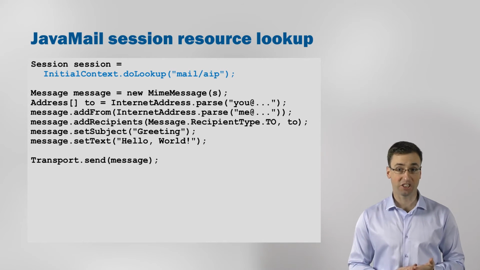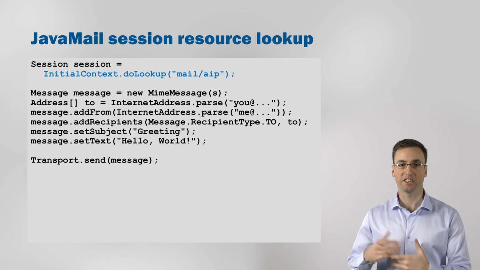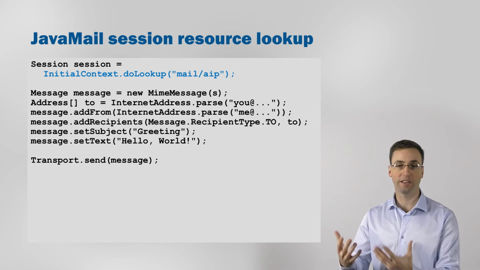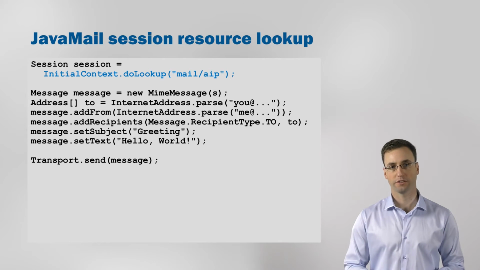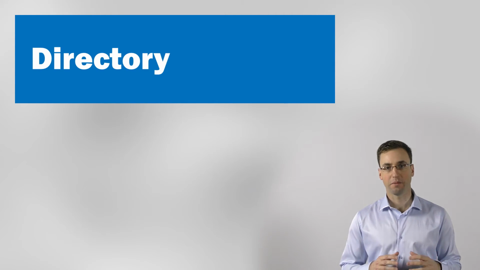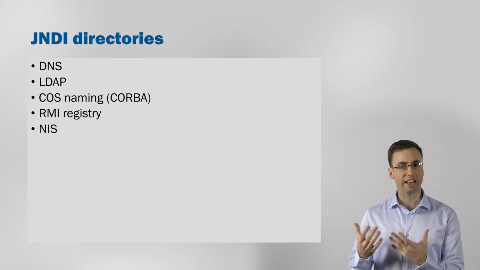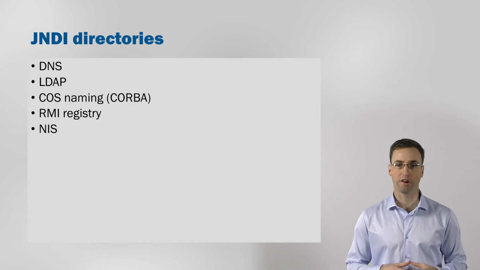There really isn't that much to JNDI naming. Just set up a resource in your application server, and then in just one line of code, you can access that fully configured object ready to use. Directory is a little bit more complicated because you can perform more sophisticated searching. And here are a selection of the kind of services that you can query using JNDI.